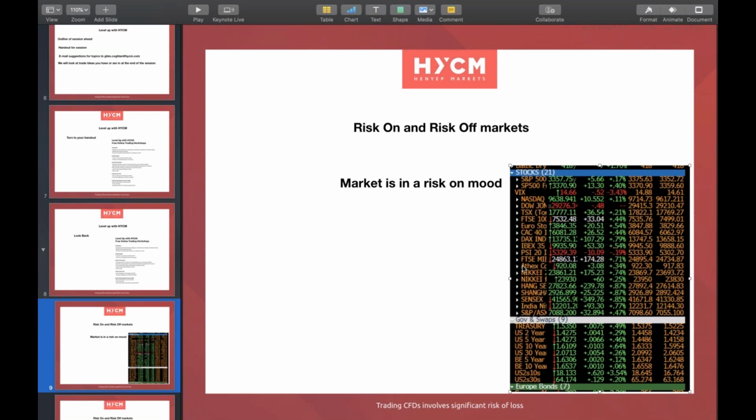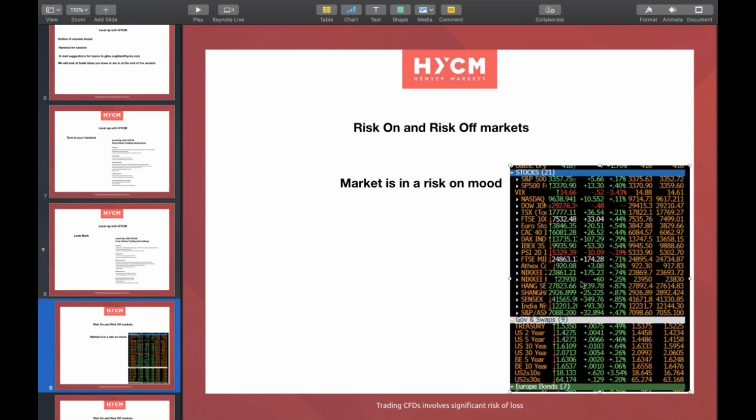These indexes give you a good indication of how the market's feeling in regard to risk. When the global equity markets are in the green, when they're being bought, that is a sign that the market is in a risk-on mood, okay?